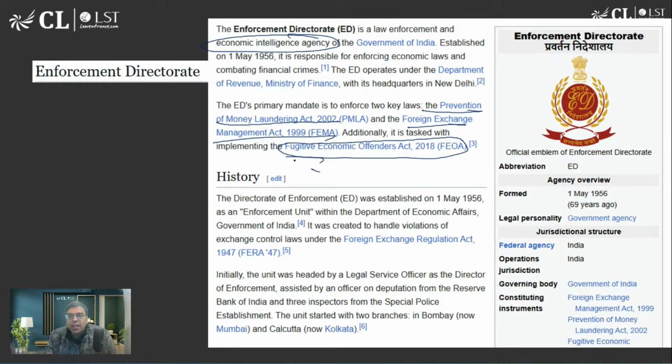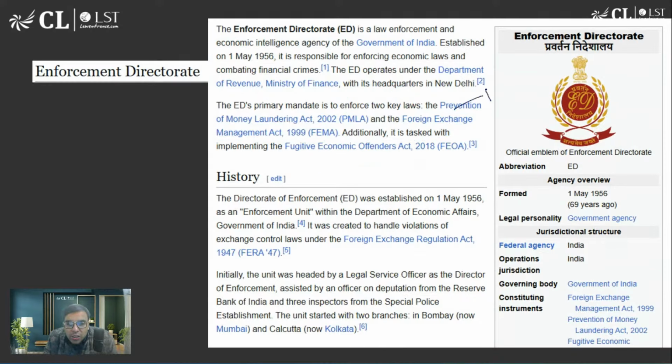Okay, so we're talking about this Prevention of Money Laundering Act, PMLA 2002, and FEMA, that is Foreign Exchange Management Act 1999. The Prevention of Money Laundering Act, simply, is to stop money laundering or any other economic frauds. For that, we have ED, Enforcement Directorate. FEMA is also related to transactions, or I would say conversion of rupee into dollar and other currencies. To regulate that, we have FEMA.